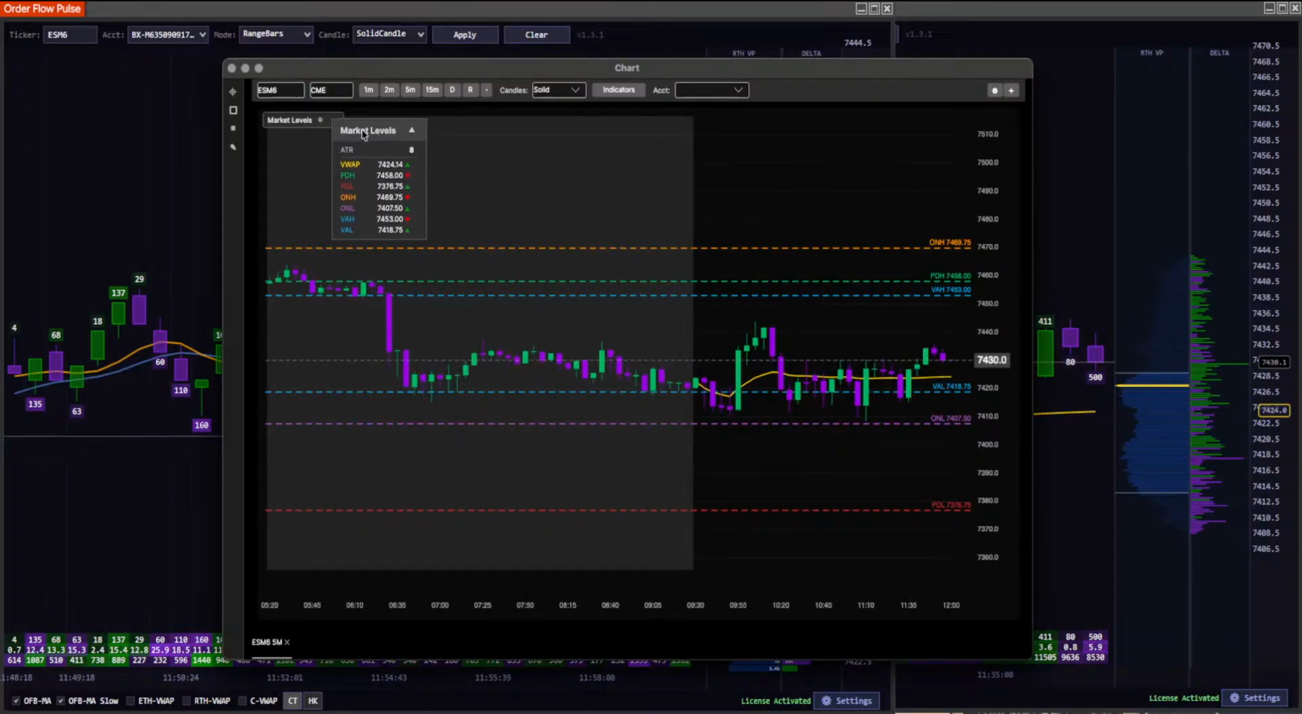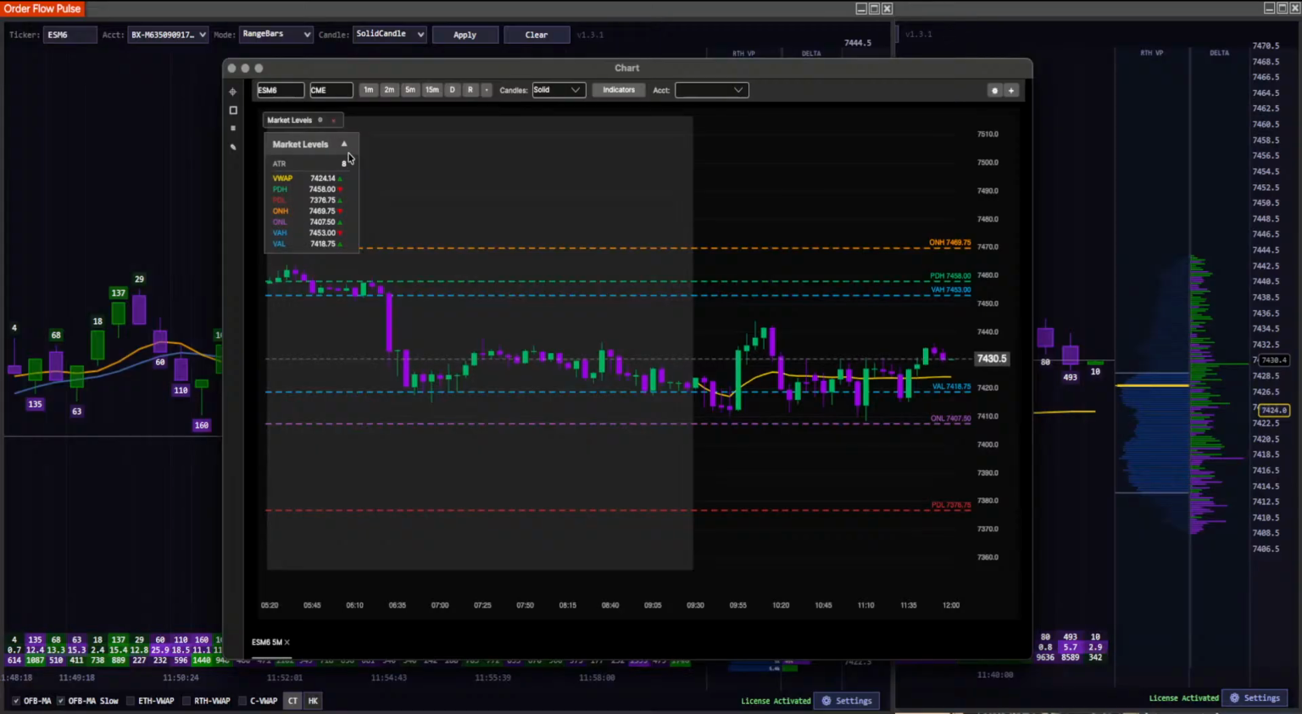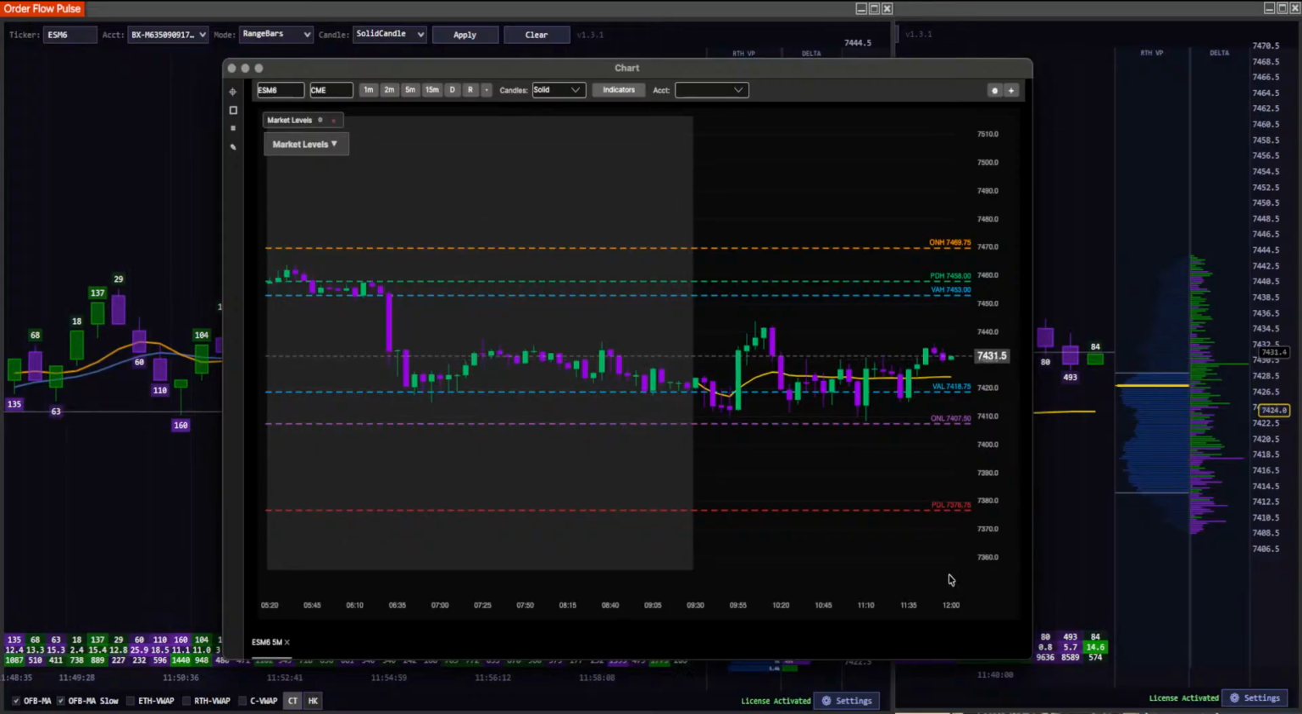And then you have market levels, which is a floating panel. You can drag it around, you can put it wherever you want. You can collapse it up or down, so it's not all in your face. You just collapse it down and just look at the numbers.